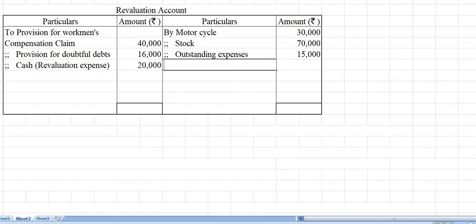So all the adjustments are over. So we can total the account and find the balance. Which side is more? Yes, the credit side is more.